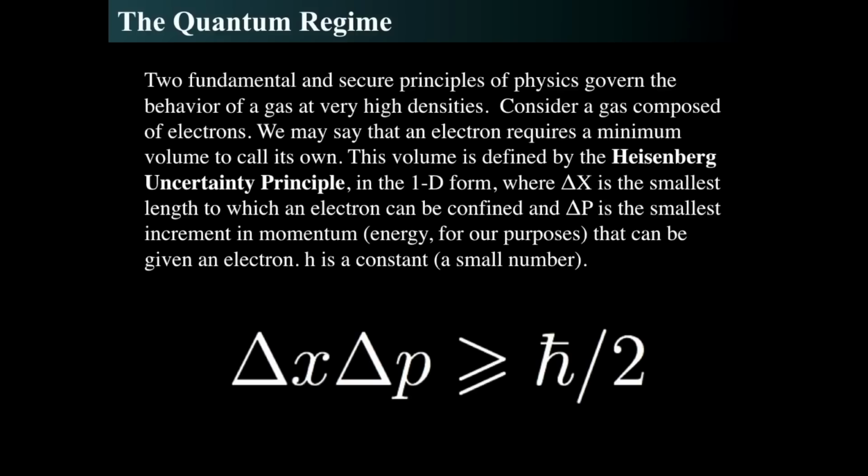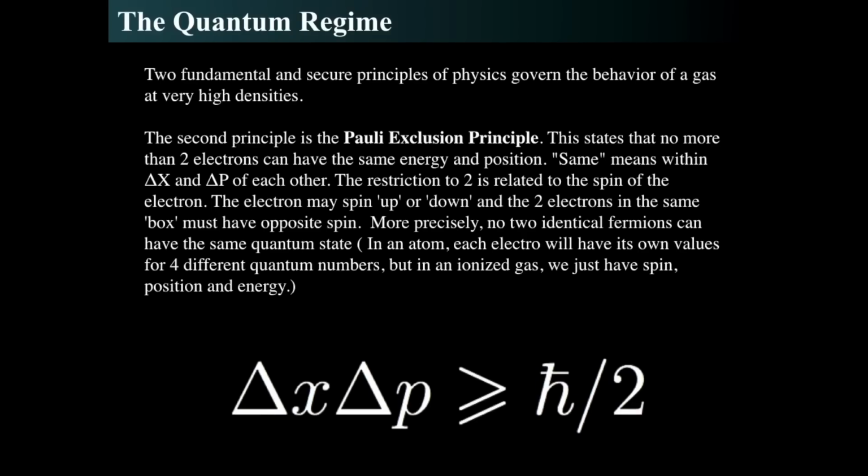That's what we mean by this. It's a very strange principle, the Heisenberg uncertainty principle. And second, we have what's called the Pauli exclusion principle. And this is the other thing that happens. No two electrons or no two particles can have the same energy, position, or state. And that's a very strange thought.